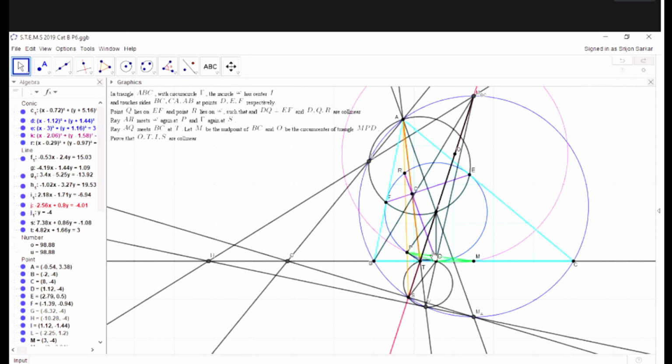So Q is the foot of the perpendicular from D on EF, and we extend DQ to meet the circumcircle DEF at R. Then we extend AR to meet the circumcircle of ABC at S. So this is how point S is defined. M_BC, of course, you're familiar with, is the midpoint of arc BC containing A. Similarly, M_A is the midpoint of the minor arc.